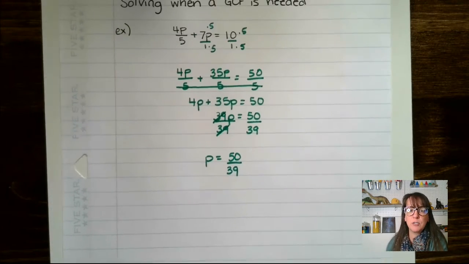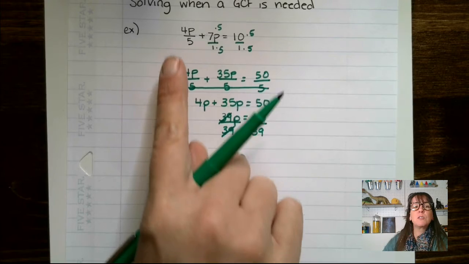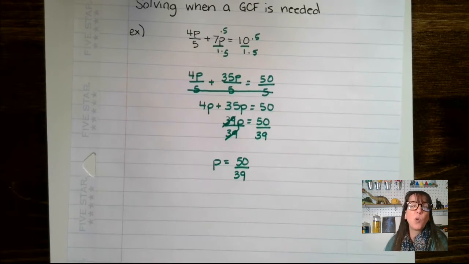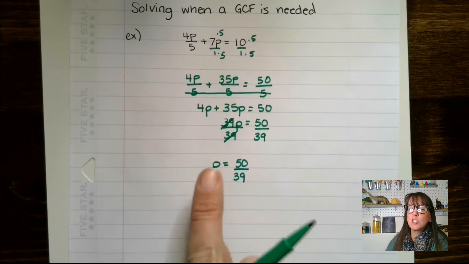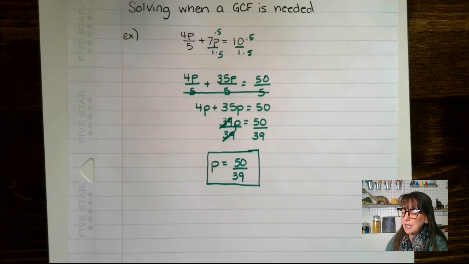Remember, leave your answer as an improper fraction in the most reduced form, unless your problem starts with a decimal, then you can end it with a decimal, or it's a word problem and a decimal makes more sense. So we're going to leave it just like this. Your answer right here is 50 over 39.